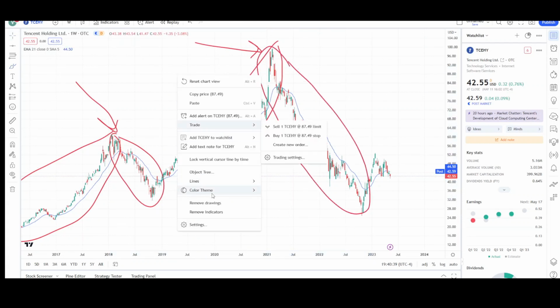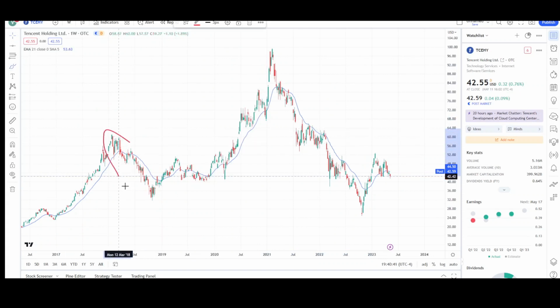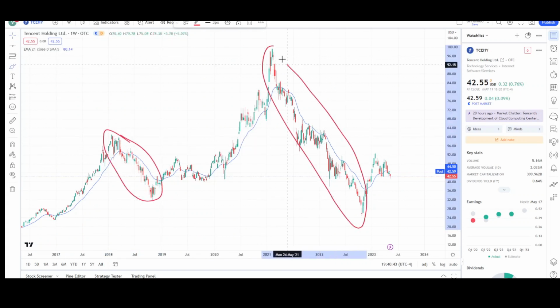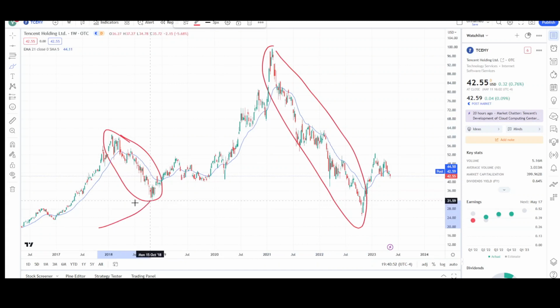Let me go and clear the chart out. So I showed you guys the uptrend. This is the downtrend right here. This is the downtrend right here. Now we have another similarity between the downtrends. So this downtrend was below the EMA the entire time up until it made a capitulation for the sellers.